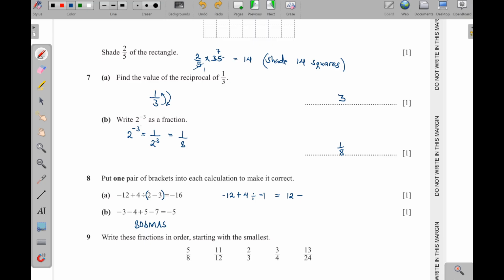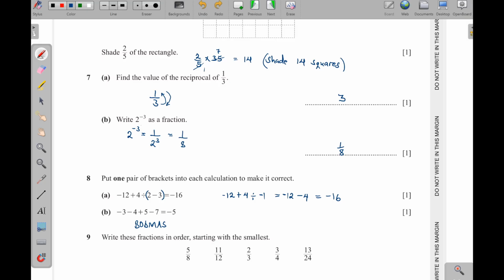So if you get negative 4, then we shall have negative 12, then minus 4, which will equal to negative 16. So that means our pair of brackets is supposed to be there. And then the other one is going to be here.